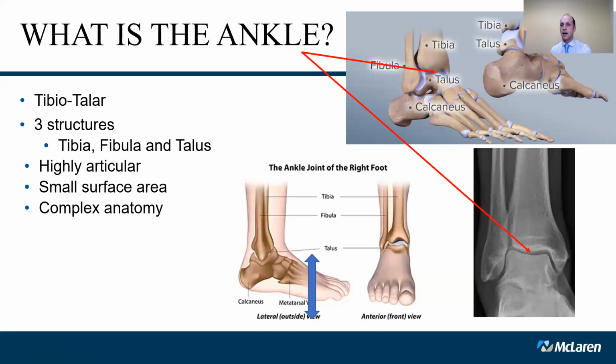The articular structures there are highly faceted, meaning there are multiple different surfaces that interface with each other. It's a relatively low surface area, so it has a higher pressure force than the other weight-bearing joints in the lower extremity, and it's absolutely prone to injury.